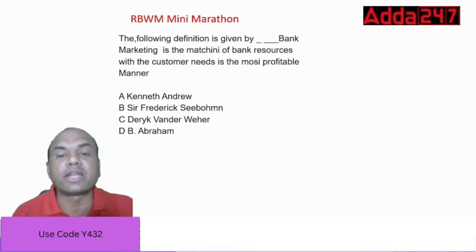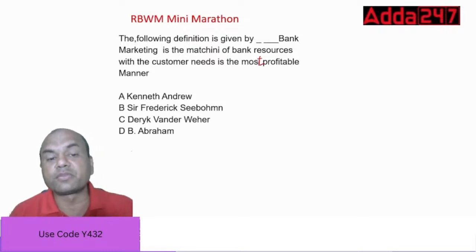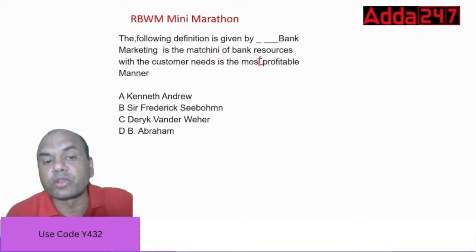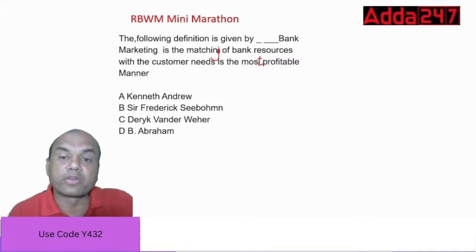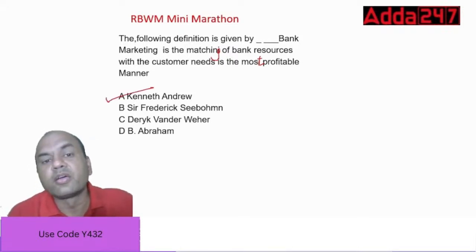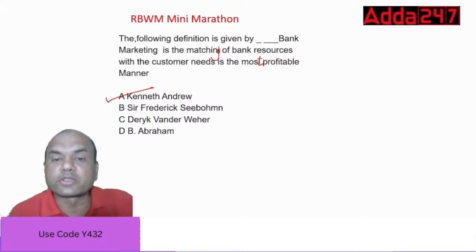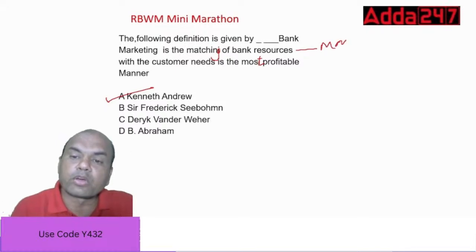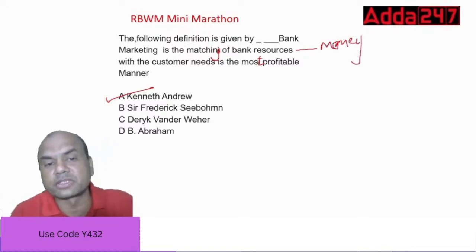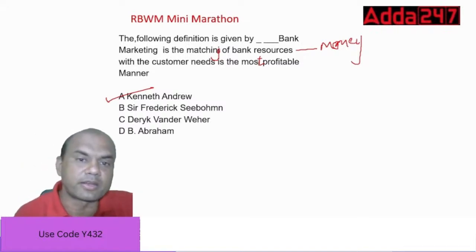The following is a definition given by dash bank: bank marketing is matching the bank's resources with the customer's needs in the most profitable manner. Who gave this definition? It's a bit of a difficult one. It is Kenneth Andrew. Bank resources means what? Money. All the deposits I have, I'll have to match them with the loan customer. Customer needs means loan, in the most profitable manner, right?